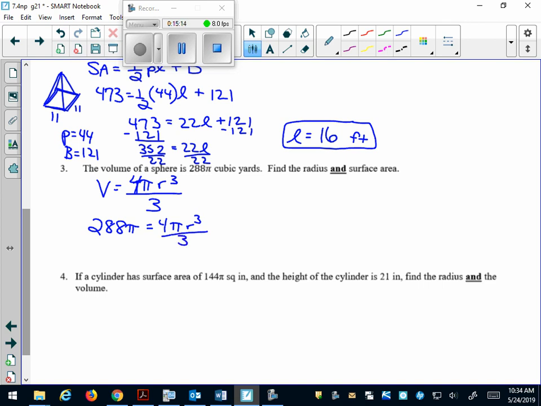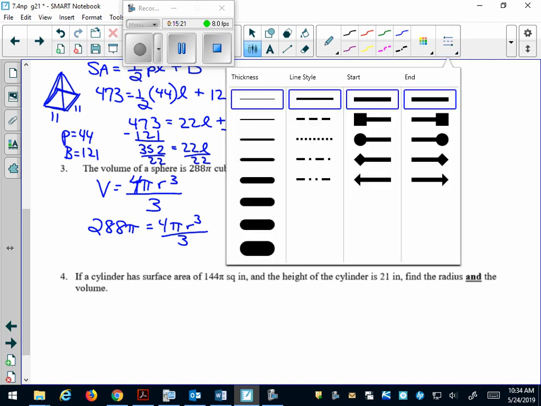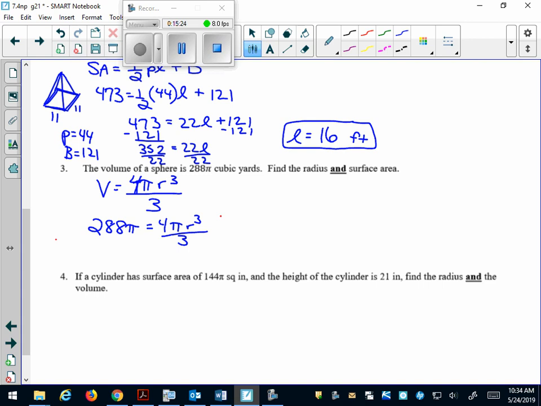What would you do next here? Multiply both sides by 3 first. You could multiply by 3/4 if you want to do it in one step, but I'm going to do it in 2 steps, actually. Multiply by 3 on both sides. And this comes out to what? 864 pi equals 4 pi r cubed.